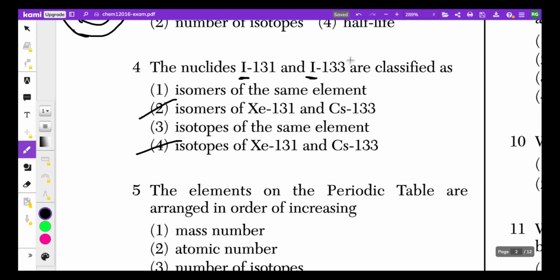Now, one thing you have to know is isotope. Isotopes are atoms. Let's say I have an atom here, and let's say I have another atom. Isotopes have the same number of protons. That explains why they're the same element. Same element equals same number of protons.